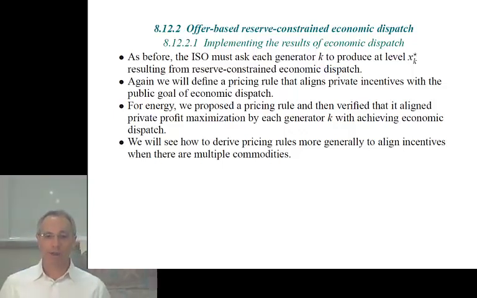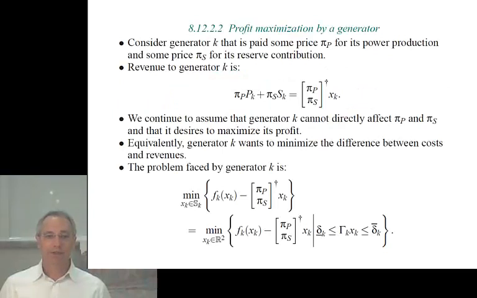We're going to see how to do this generally, to align incentives when there are multiple commodities. In this case, we've got energy, power, and reserve as our two commodities. So let's consider generator K, and let's suppose that it's paid some price pi sub P for its power production, and some price pi sub S for its reserve contribution. The revenue to generator K then would be pi sub P times Pk plus pi sub S times Sk. So if we arrange the prices together into a vector, pi P, pi S, then we could express the revenue as that vector of prices transposed times Xk.